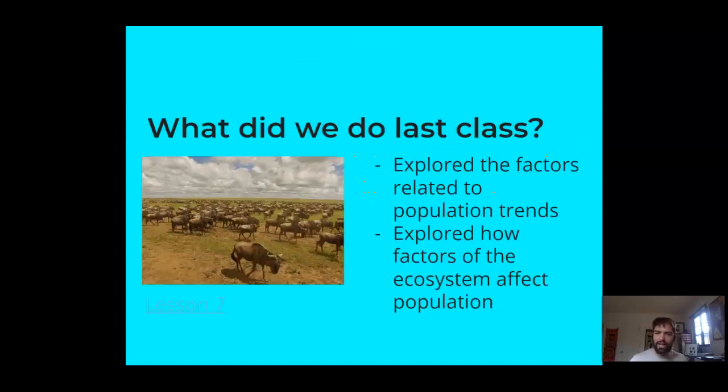And what did we do last class? If you think back on Lesson 7, we explored the factors related to population trends and did that simulation. We saw what happened with the vaccine in the simulation and the rinderpest disease, and we explored how the factors of the ecosystem affect the population.